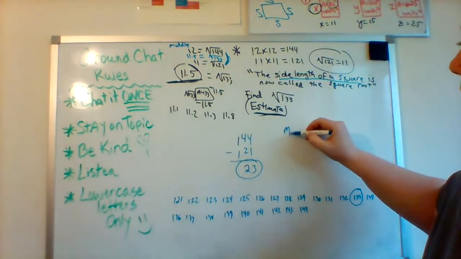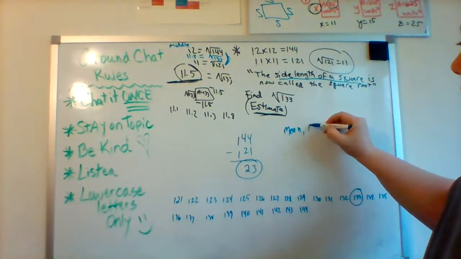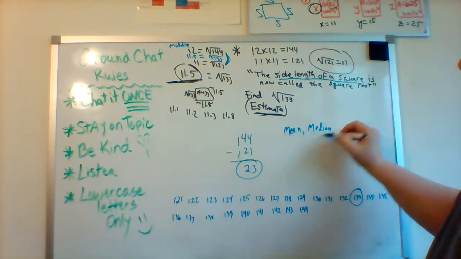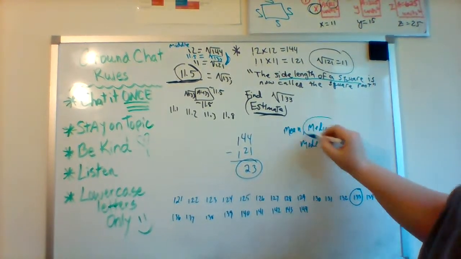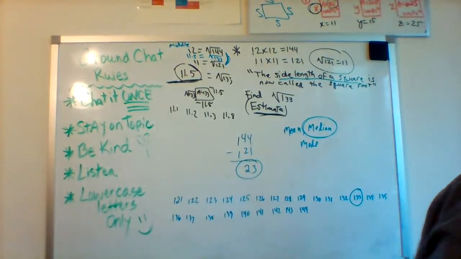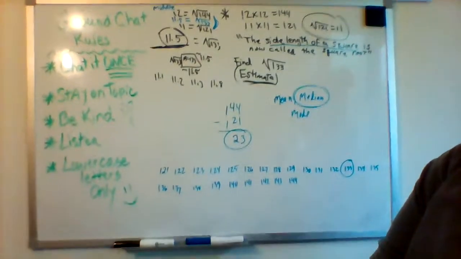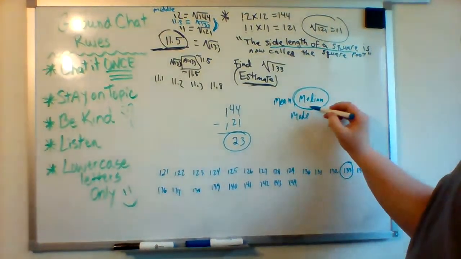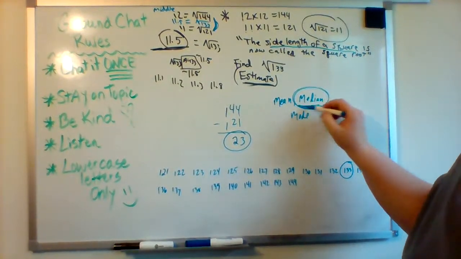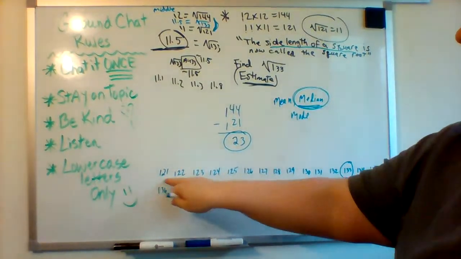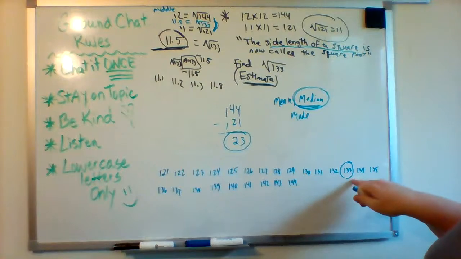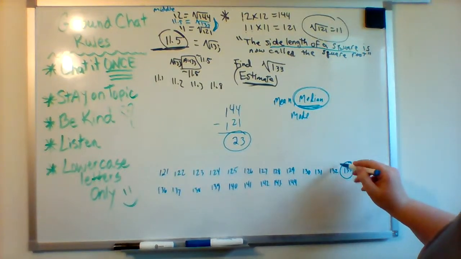Do you guys remember when you were learning mean, median, and mode? Do you remember what this was? Wasn't this finding the number in the middle if the set is in order? Let's see if this is really in the middle. Let's go.